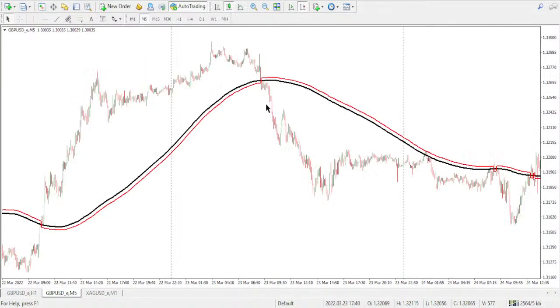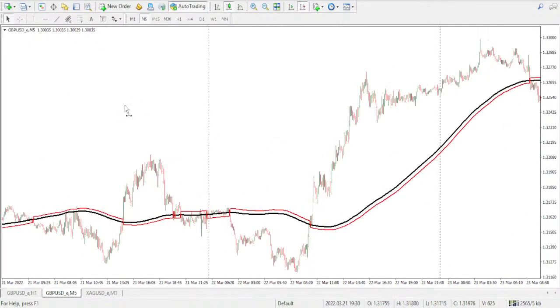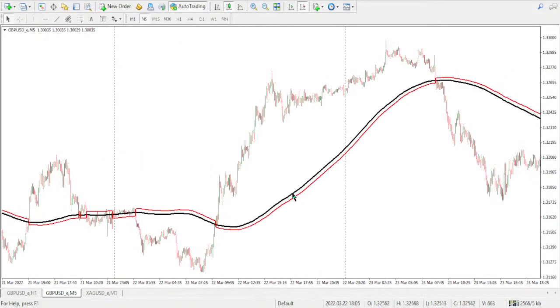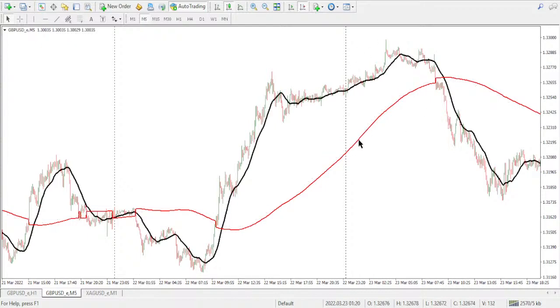So let's get other examples. Let's see. I will reduce the period for these moving averages. Let's see a lesser period.